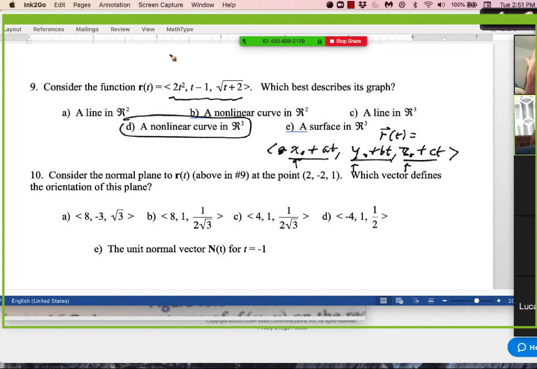This is like the loop-de-loop, right? This is like the roller coaster function. Okay, but it's going to be different than that, but this is the idea that if you let one or more of your components vary without a constant rate of change, without being linear, then you're going to get a curve in space. Okay, so 9 was D.